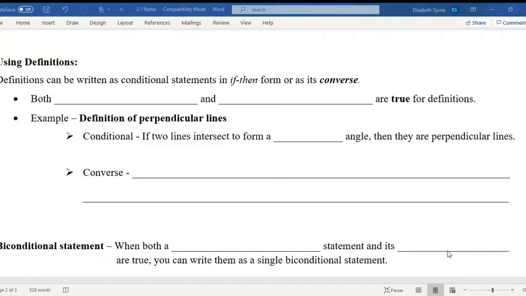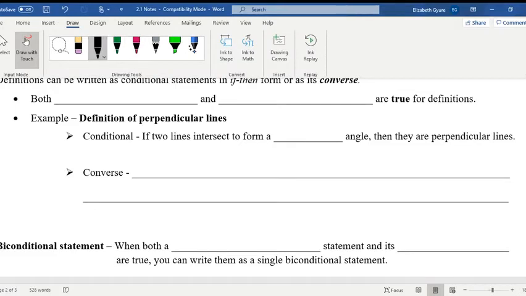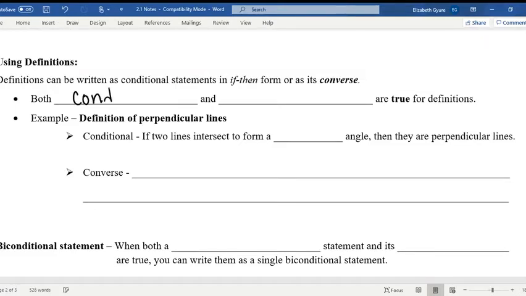Now we're going to look at one other kind of statement before we get into some more examples here. So something we've had a lot of so far are definitions. Definitions can actually all be written as if-then statements and their converse. So when it comes to definitions, what we say is that both conditional and converse are true for definitions. So they work in our if P then Q form and backwards, if Q then P.